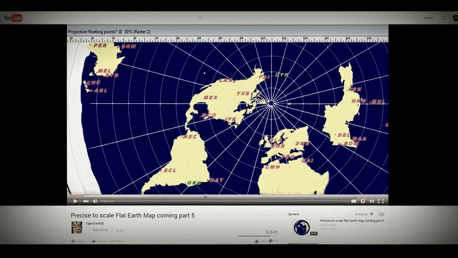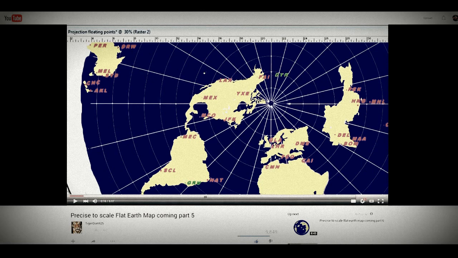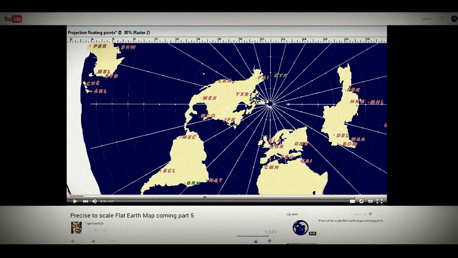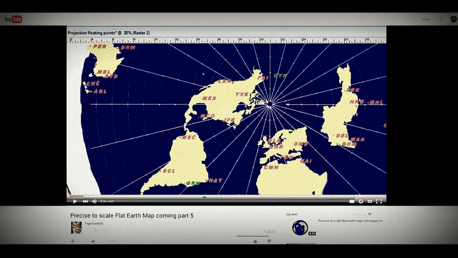Now, I'm sure many of you are familiar with Tiger Dan's little map making fiasco, where he went sideways after he couldn't put all the continents together on the flat Earth map that he was creating. Well, what's interesting is that when you're looking at that map, he didn't put down the latitude lines, the degrees, nor did he put down the equator and the tropics of Cancer and Capricorn.